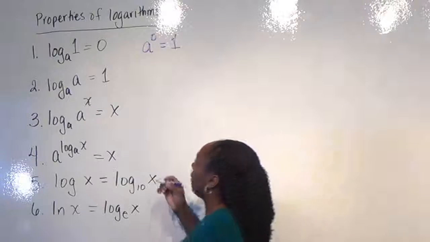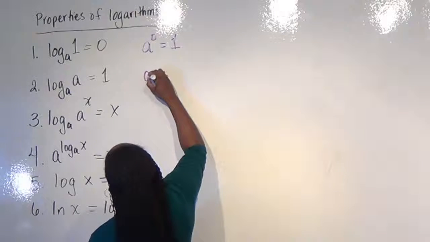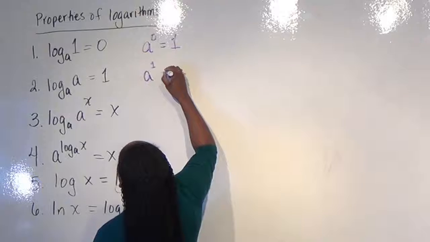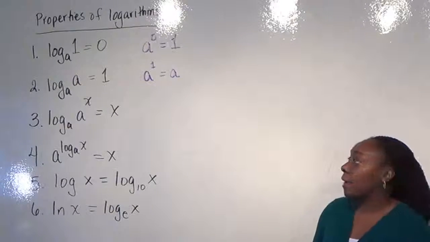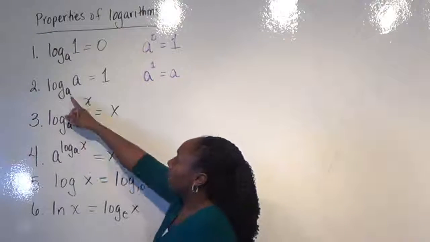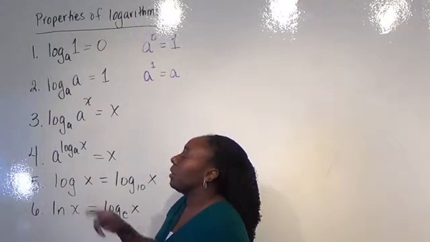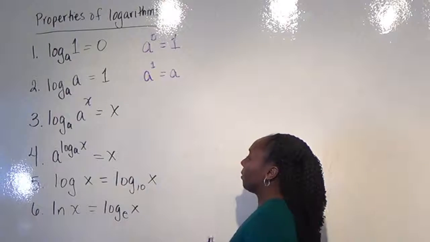The second one is kind of similar. So if we look at what this says in the exponential form, it says a to the 1 is equal to a. And again, that's true for any base a. So if my base and the argument are the same, the logarithm is always equal to 1.